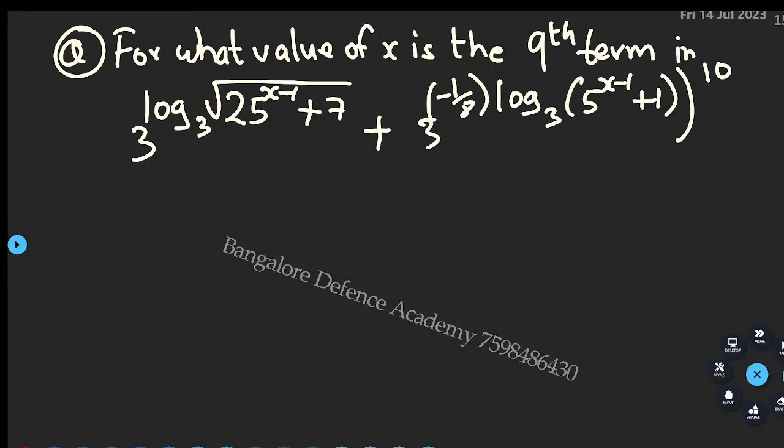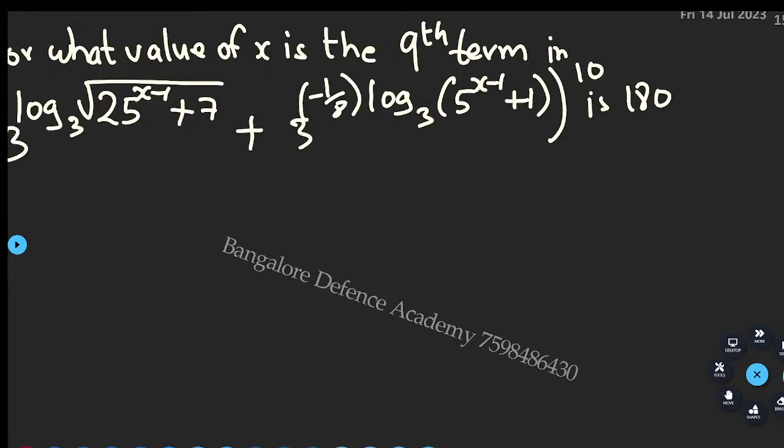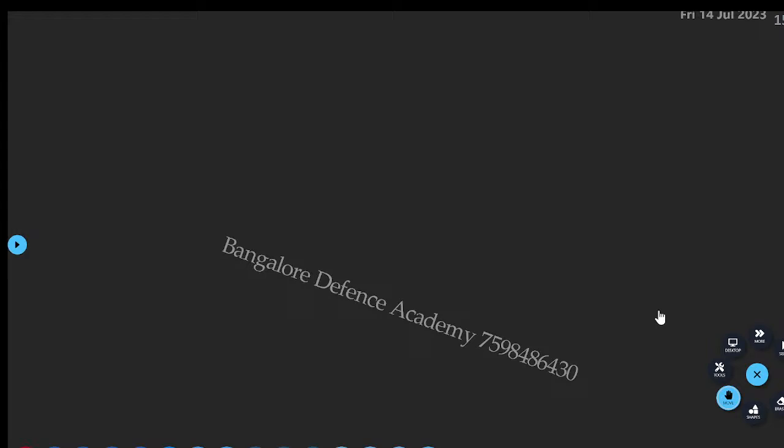At least write the formula and try to do something. This is the x value, this is the a value. Those who are strong in indices and logs can do this question. Actually, yes, write down one last thing: I did not give you this, the ninth term is 180.